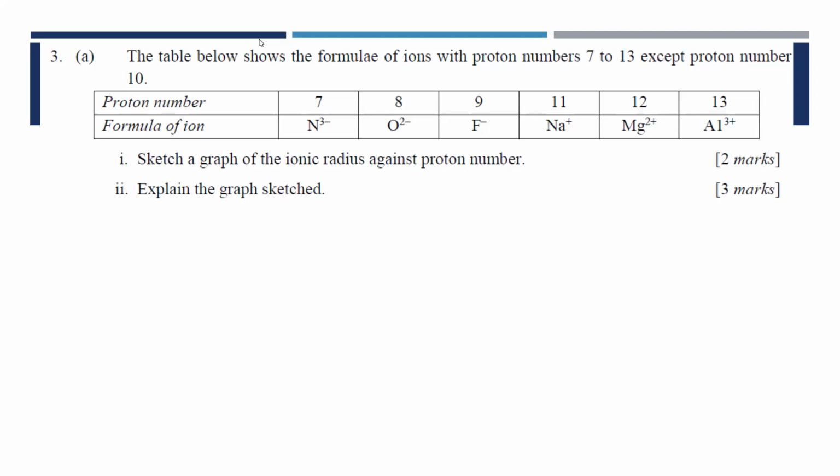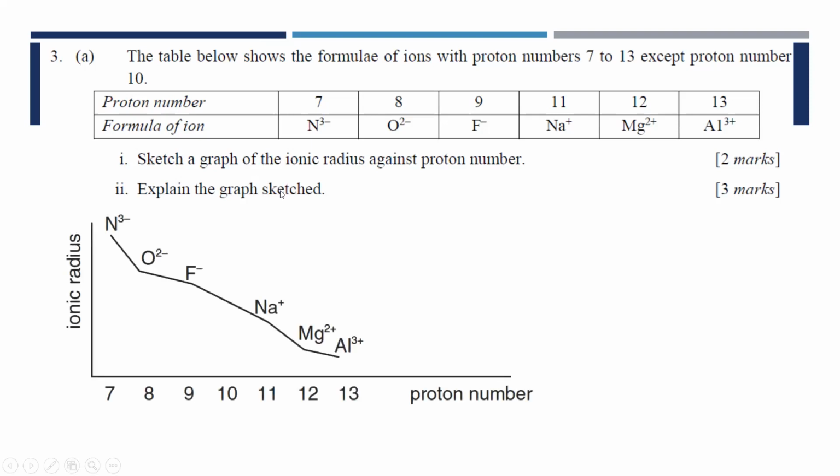So in here, you have to know the trend of the ionic radius. You have to know by yourself how the trend of the ionic radius goes. So in here, generally decrease. Okay, so you have to sketch the graph in a generally decreased trend, and then explain why the graph looks like that.